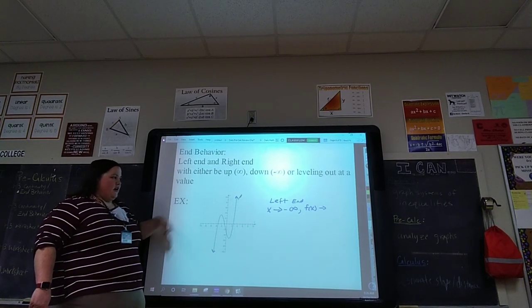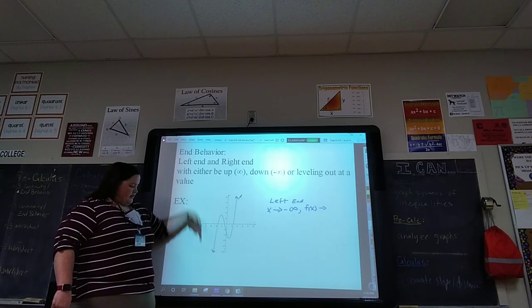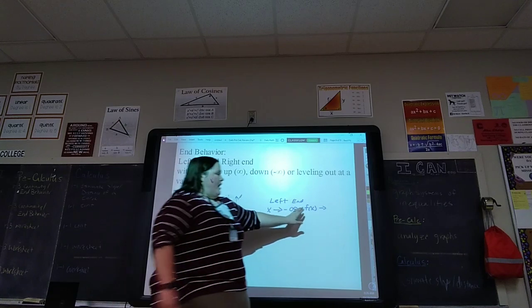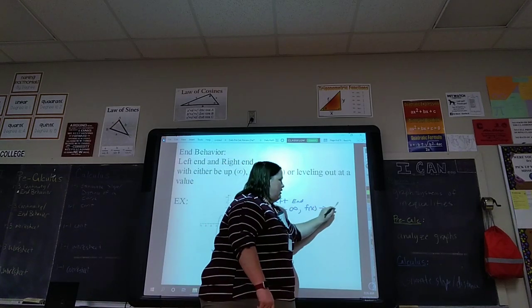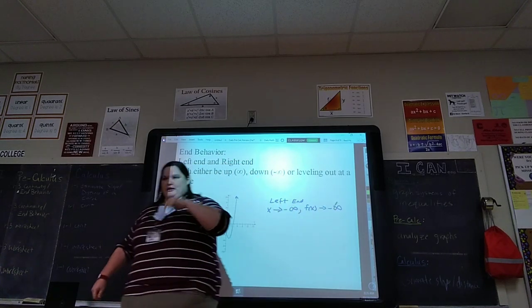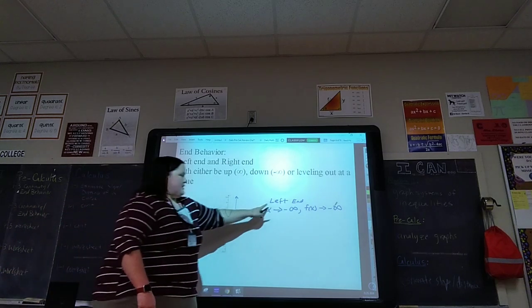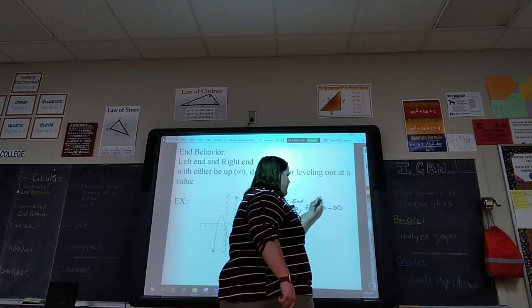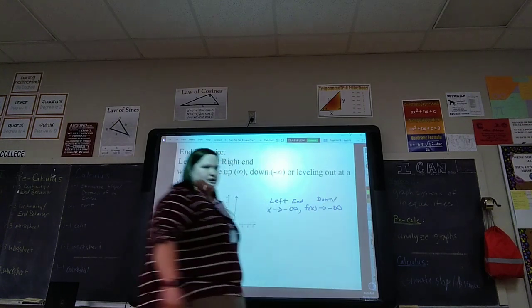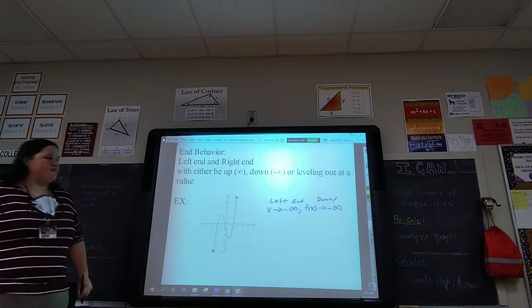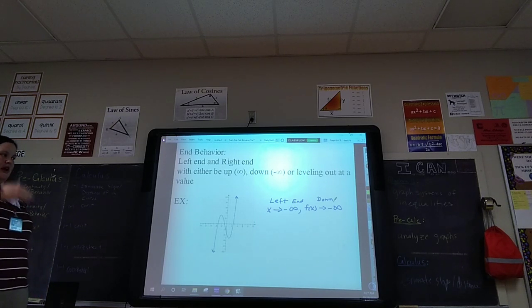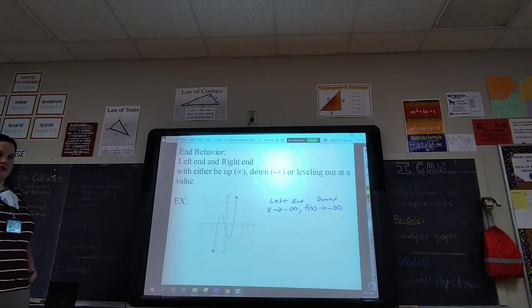Down. It's going down. So if we look at the left end and it's pointing down like this forever, then we're going to say that f of x is approaching negative infinity since it's going down. So this is telling me that the left end is going down by using that notation. Left end going down. So x approaching negative infinity is telling you left end. F of x approaching negative infinity is telling you it's going down.